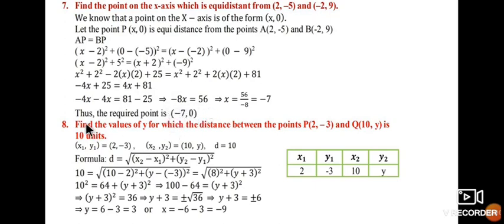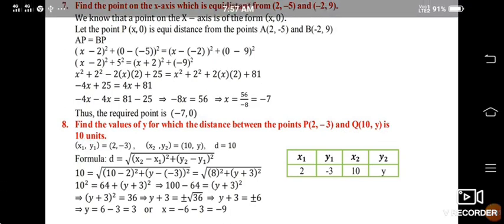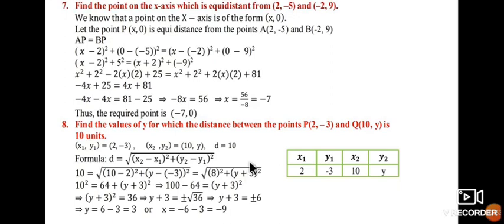Now let us move on to the next one. Find the value of y for which the distance between the points P(2, minus 3) and Q(10, y) is 10 units. The distance between P and Q is given as 10 units, so we have to find the value of y.